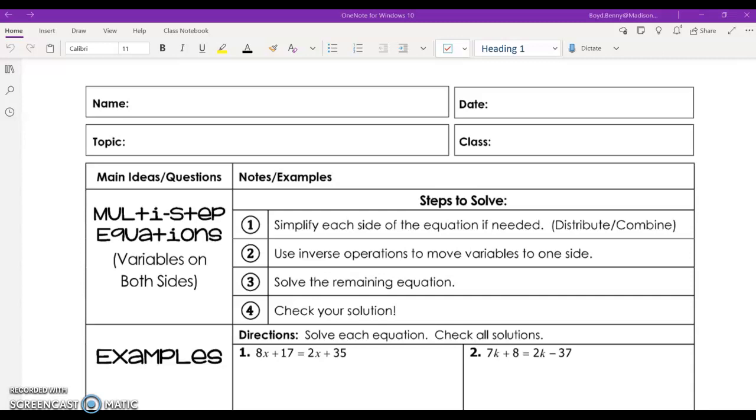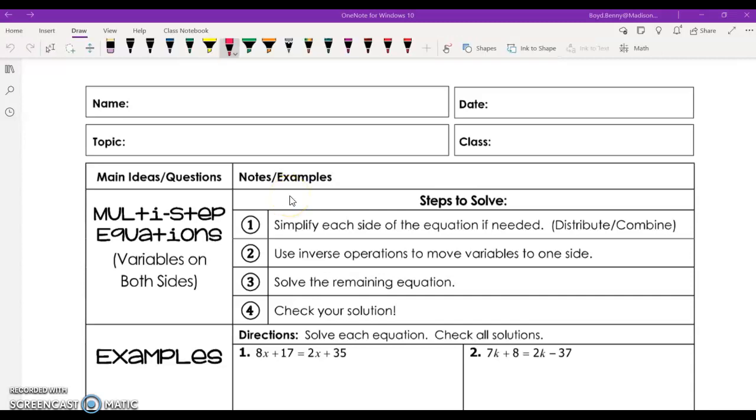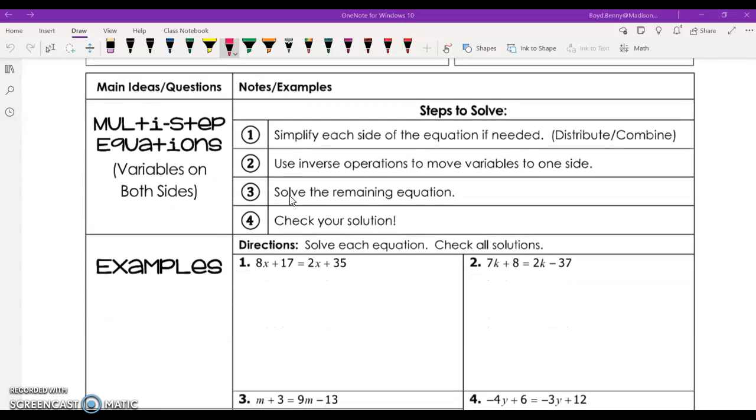Today we're going to take a look at solving multi-step equations that have variables on both sides. So, real quick reminder, we're going to use the acronym: distribute, combine your like terms, and you'll see that up here in the lesson. We want to move the variables to one side, and then we're going to solve, or I like to say we're going to isolate the variable. Okay? And then, of course, we always check our solution at the end.